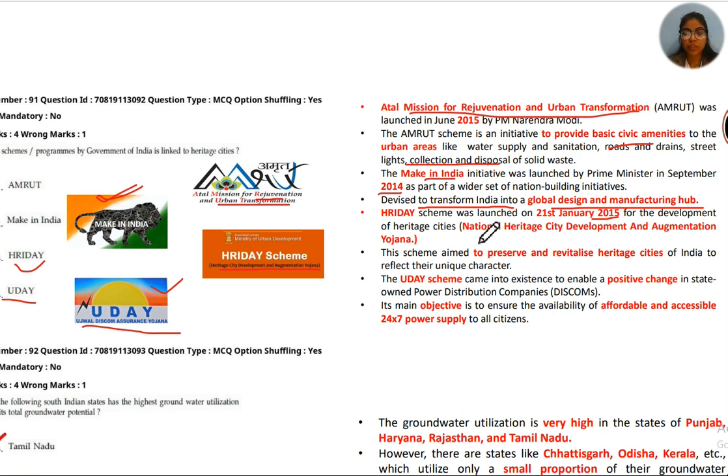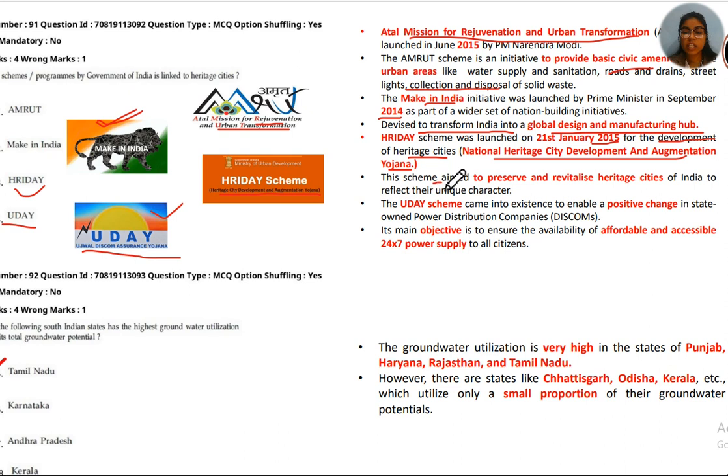Fine. It was launched for the development of the heritage cities. So National Heritage City Development and Augmentation. Okay. What was its aim? This scheme aimed to preserve and revitalize heritage cities. Okay. For the preservation and revitalization of the heritage cities of India so that it can reflect their unique character. Like Banaras has a unique character, Dwarka has a unique character. So to preserve its historical significance, its importance, its architectural elements and all those things, this scheme was implemented.